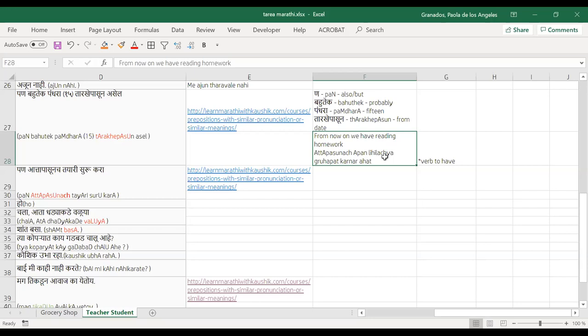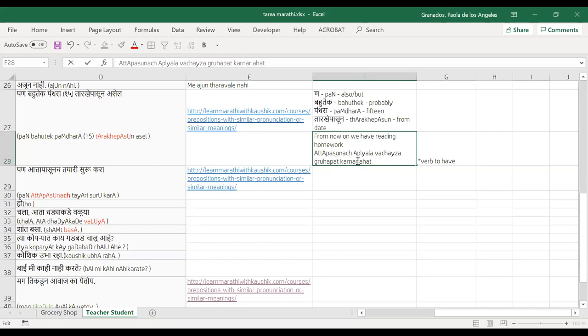Or in this case, because you're saying from now on we have reading homework. So atta pasun apliala. And reading is not lihine. Lihine is writing, right? Instead of lihaycha, vachaycha. Not vachaycha, V-A-C-H-A. Vachne. Vachaycha. Gruhapat.